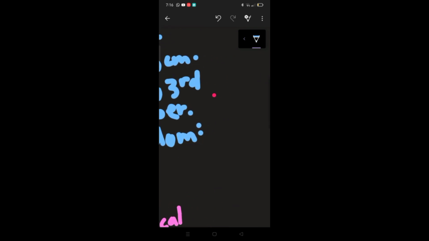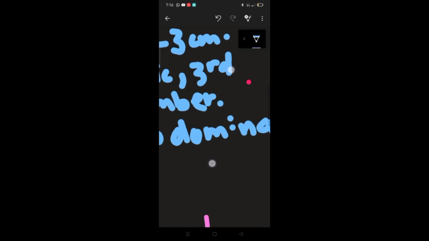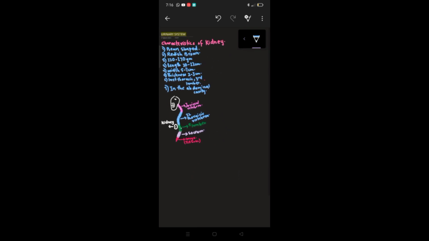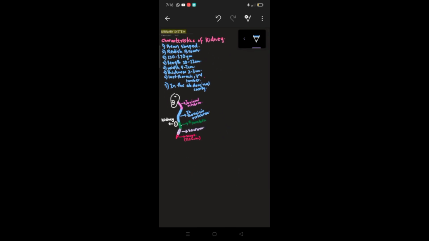Abdominal cavity. Alright, so kidneys are located in the abdominal cavity.